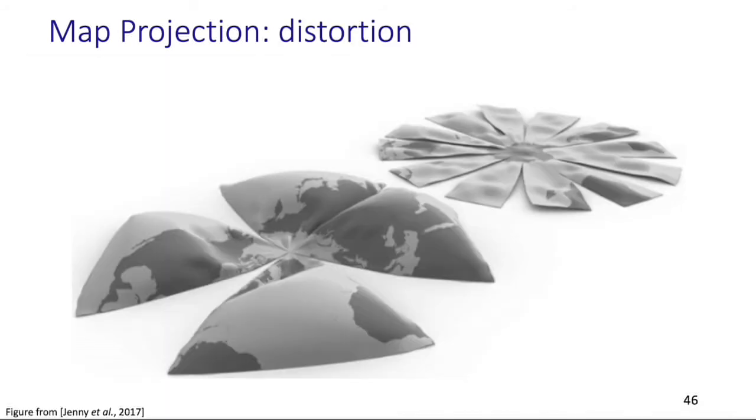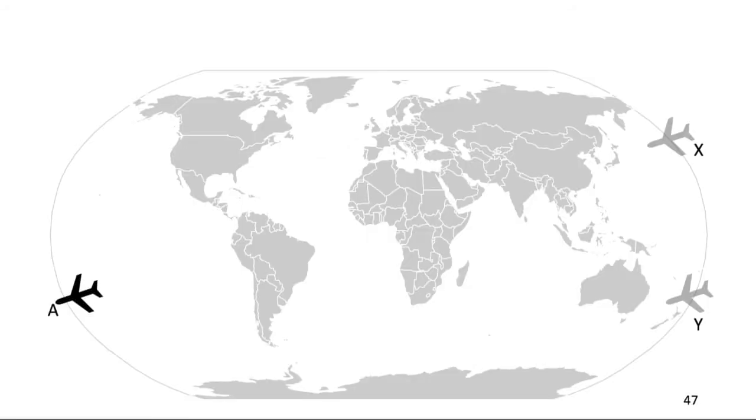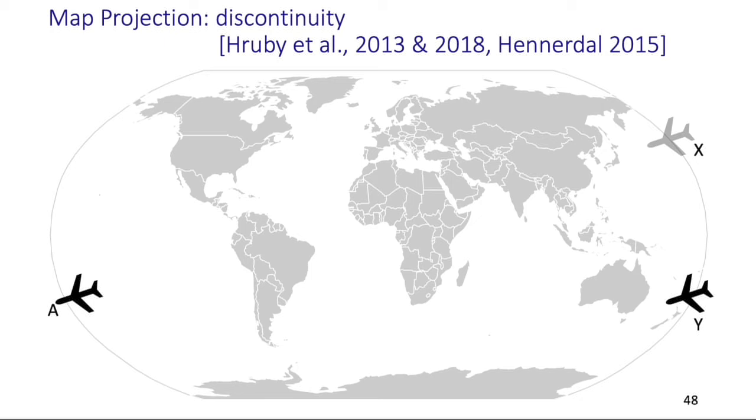It has been proved that it is not possible to unfold the Earth without any distortion. Furthermore, there is another problem. Let's have a try. If a plane starts at A and keeps the direction of flying, will it reach X or Y? If you think it will be X, please raise your hand. Sorry, you are wrong. Don't worry, there are many people who misread the map. You think you are following the direction, but the correct answer is Y, because it will reach the other end of the map. This has been investigated by researchers.